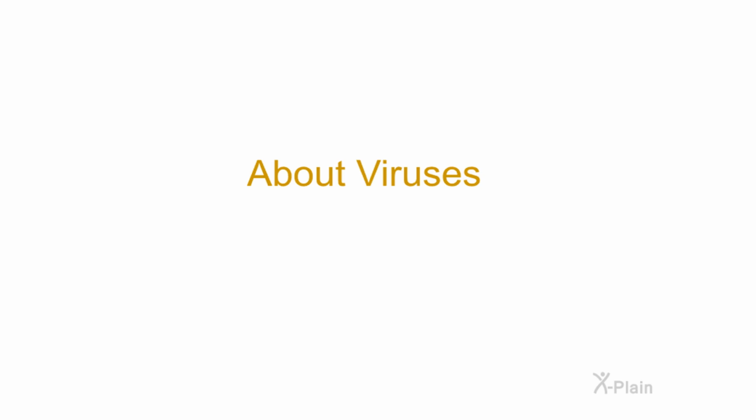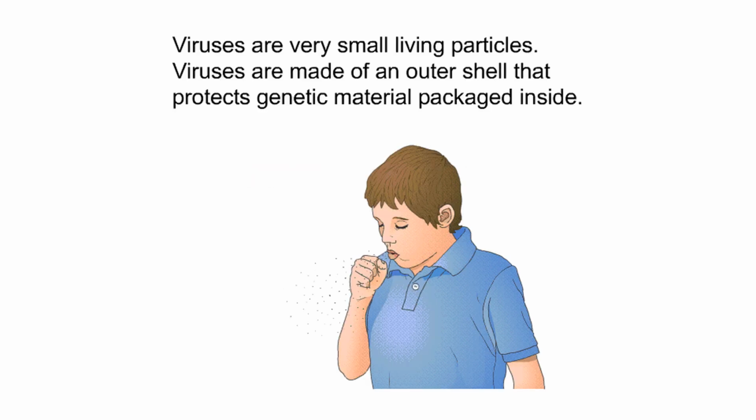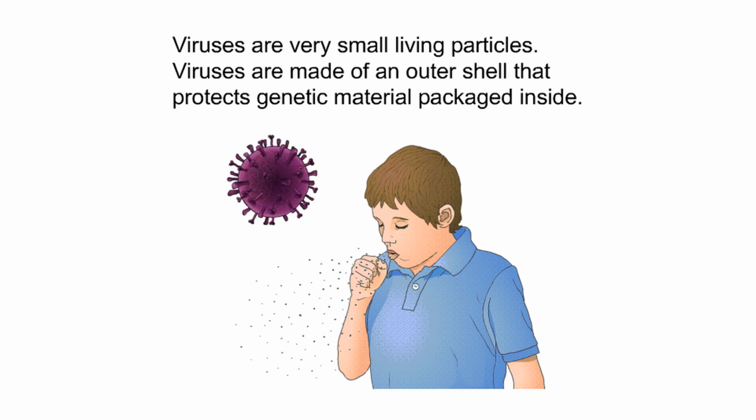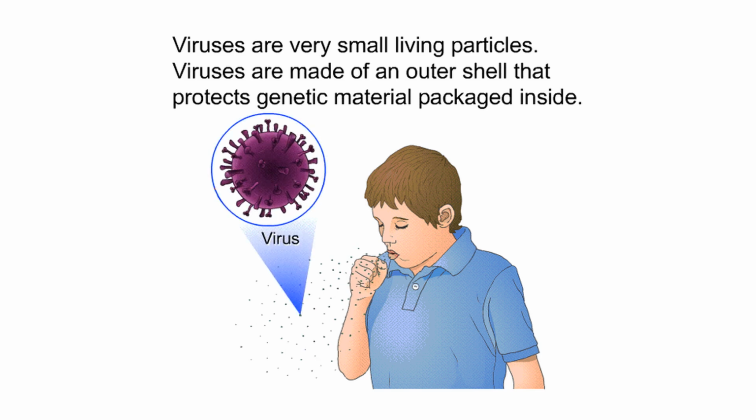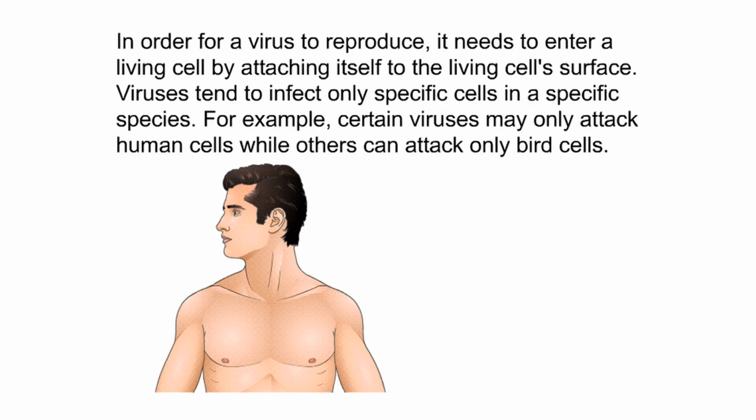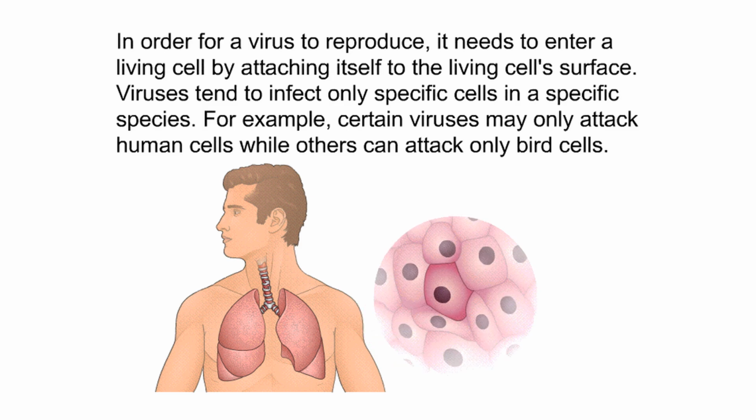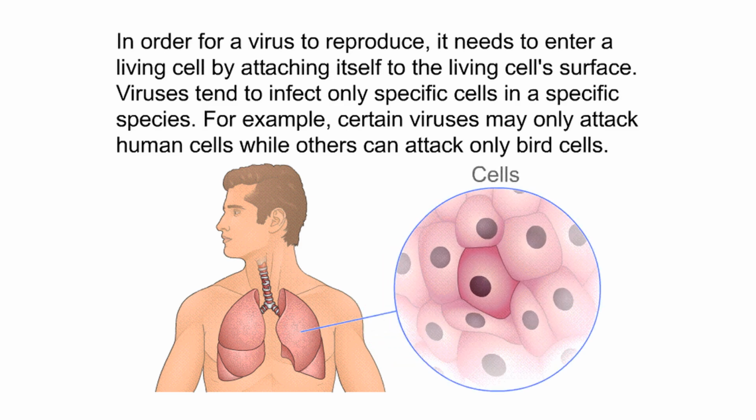About viruses. Viruses are very small living particles. Viruses are made of an outer shell that protects genetic material packaged inside. In order for a virus to reproduce, it needs to enter a living cell by attaching itself to the living cell's surface. Viruses tend to infect only specific cells in a specific species. For example, certain viruses may only attack human cells, while others can attack only bird cells.